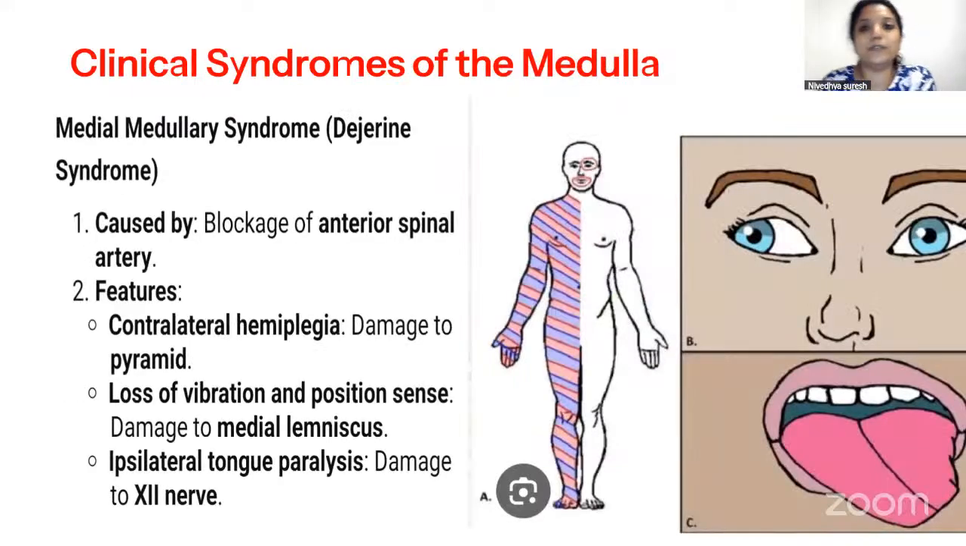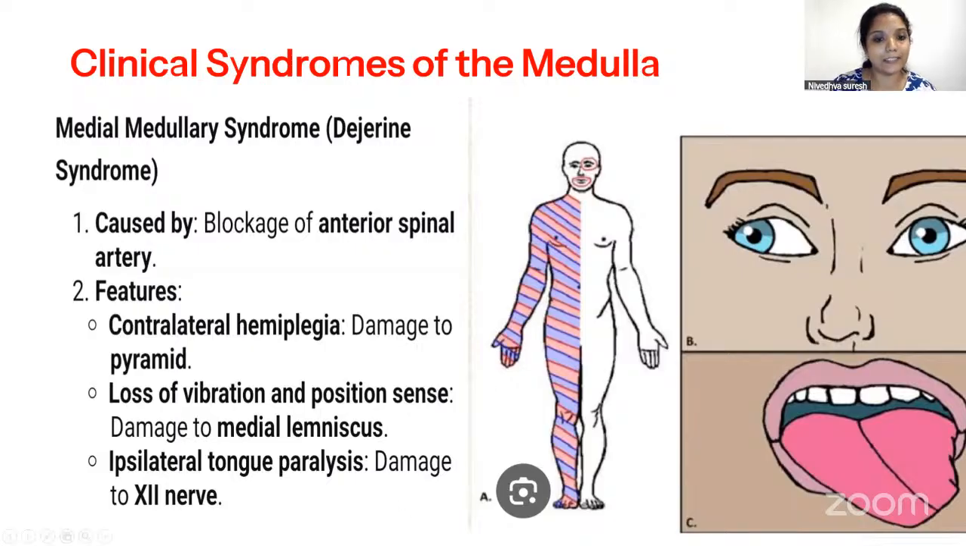Okay, now coming to the clinical syndromes of the medulla. The clinical syndromes are mainly the medial medullary syndrome. In the diagram, you can appreciate the medial medullary syndrome is caused by the blockage of the anterior spinal artery. So the blockage of the anterior spinal artery can lead to the medial medullary syndrome. And now we see what the features are. The features are contralateral hemiplegia. What is ipsilateral and contralateral? Ipsilateral is on the affected side, same side, and contralateral is on the opposite side.